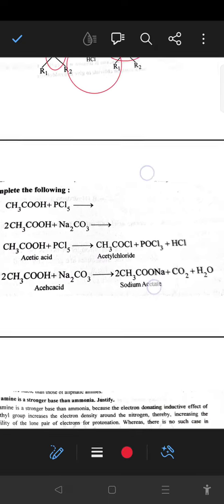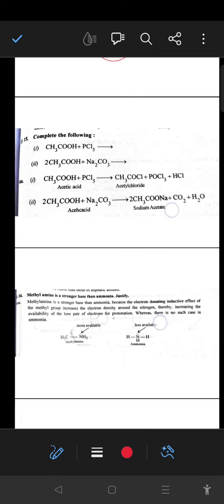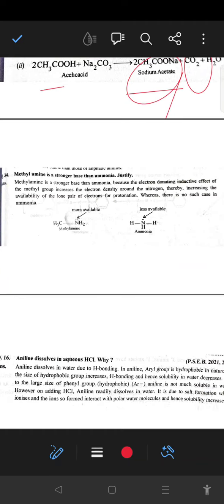Okay. Next, complete the reaction. So in the case of acetic acid with PCl5, that will give acetyl chloride. Second, acetic acid with sodium carbonate will lead to carbon dioxide removal plus sodium acetate as a product.